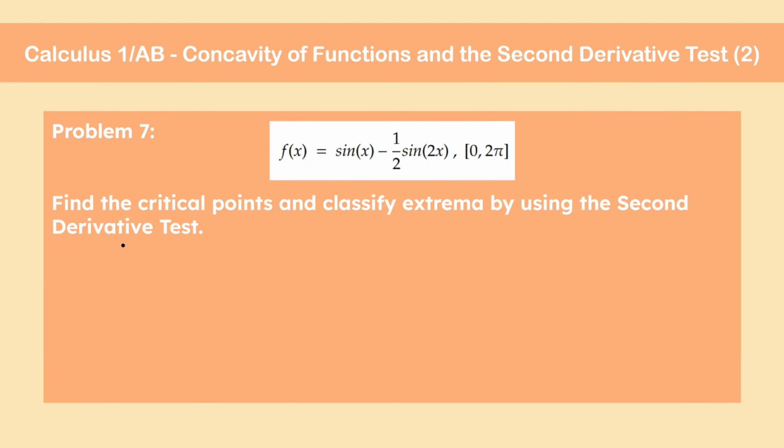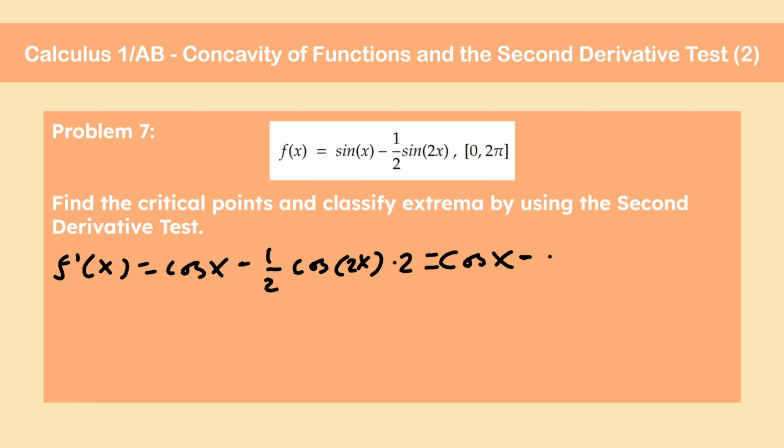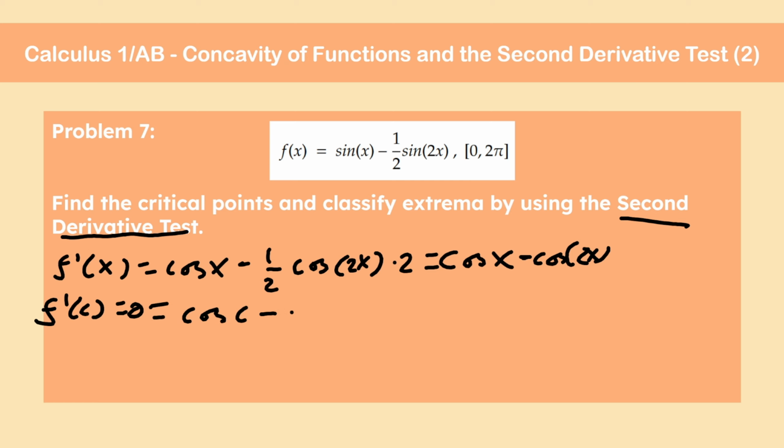So first, we're going to start with the first derivative. So f prime of x is equal to cosine x minus 1/2 cosine 2x multiplied by 2. And this will give us cosine x minus cosine 2x. So to utilize the second derivative test, we have to find values where the first derivative is equal to 0. So what we can do here is set f prime of c equal to 0, so cosine of c minus cosine 2c is equal to 0.